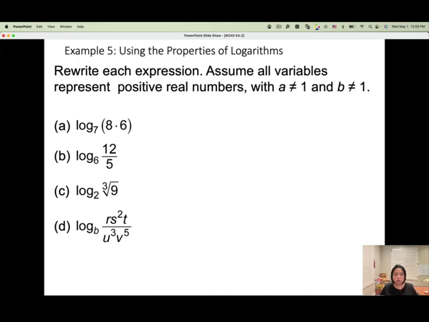Okay, try to use the formula and then rewrite each expression. So we have log base 7 of x times 6. Okay, this is the product. So you could break it down with the log with the same base 7: log 7 x plus log 7 6. Second one, this is the quotient, right? So it's going to be log 6 12 minus log 6 5.